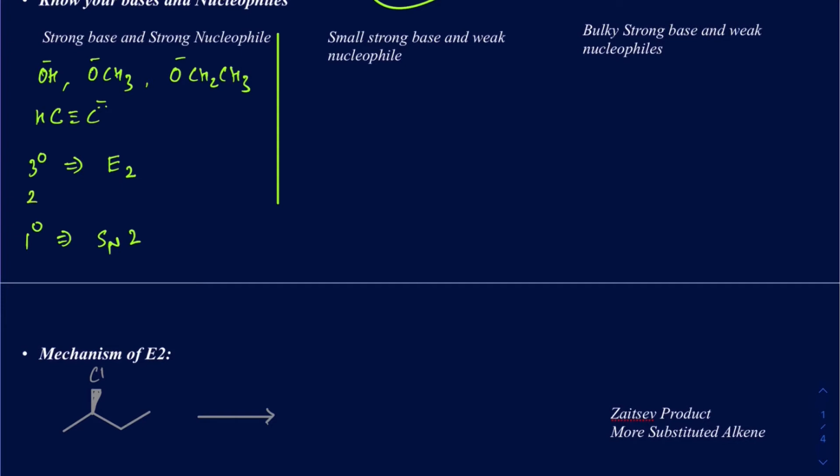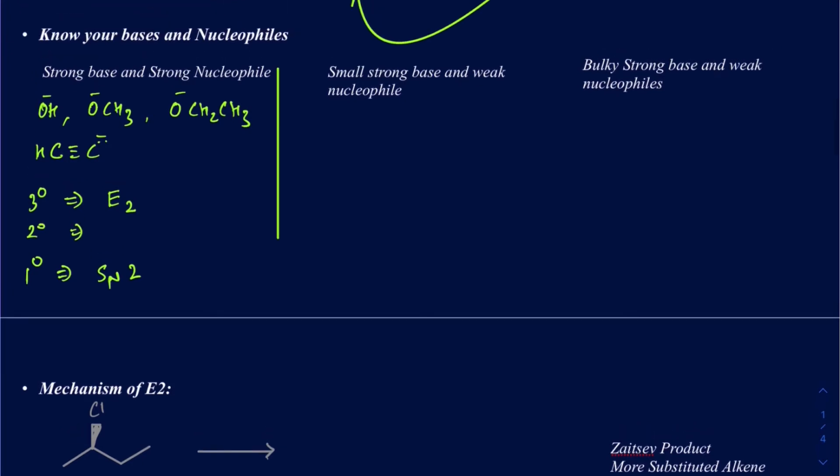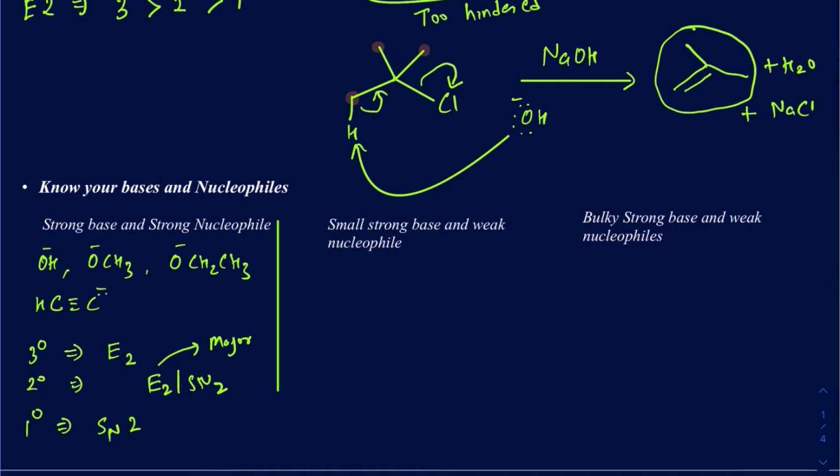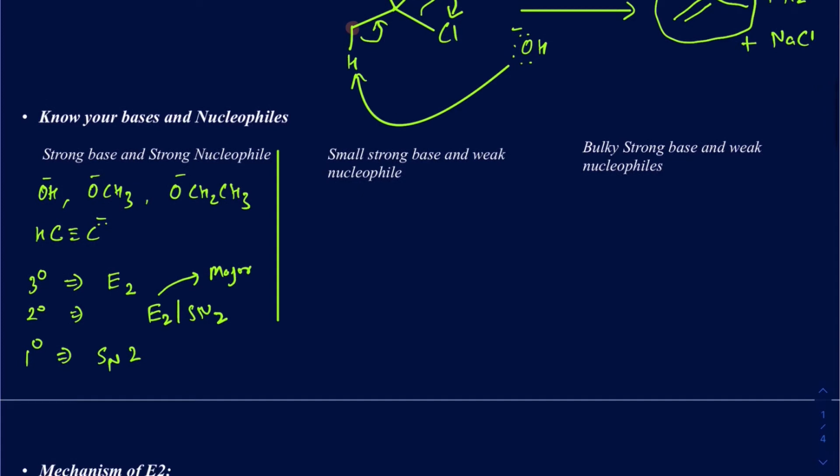But then what about the secondary alkyl halide? Your secondary alkyl halides in those particular cases are going to be doing both the E2 and SN2, but your E2 is going to dominate there. It's going to be the major product still in that particular case. So make sure you know the criteria of when you can have an E2 and when you can have an SN2 based on your alkyl halide, and in addition to that, you're also looking at the type of bases and strong nucleophiles in this particular case. Let's talk about a set of small strong bases and weak nucleophiles.